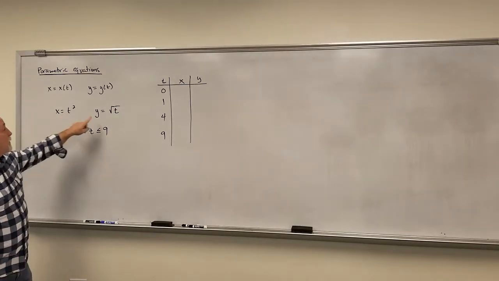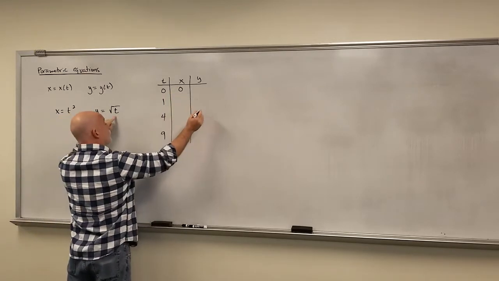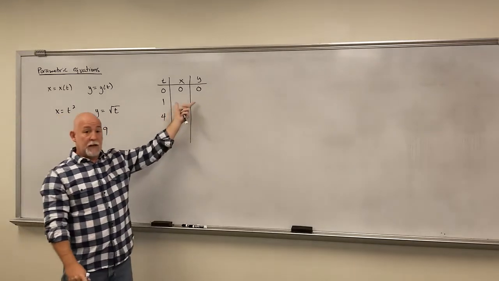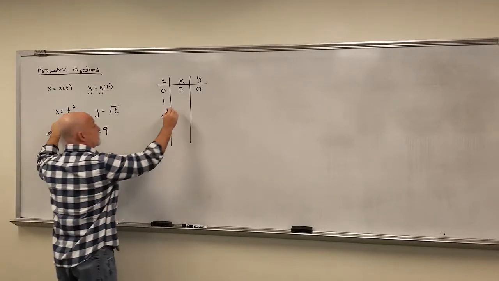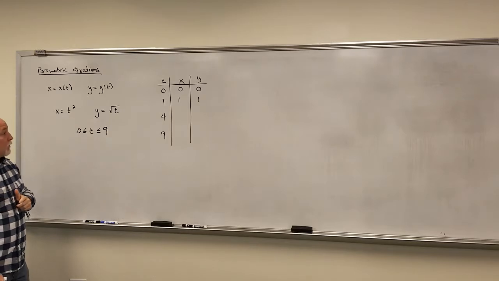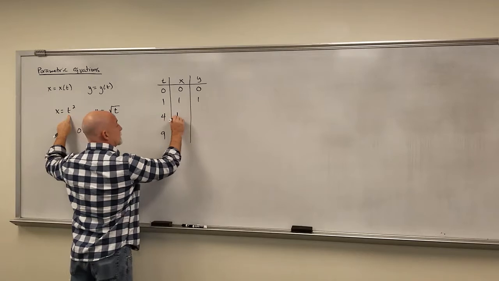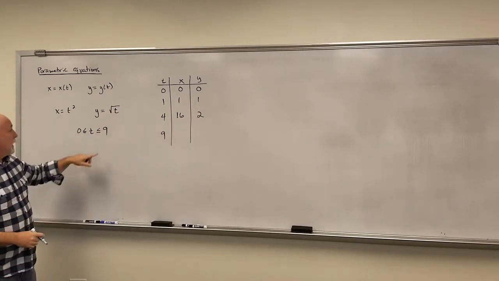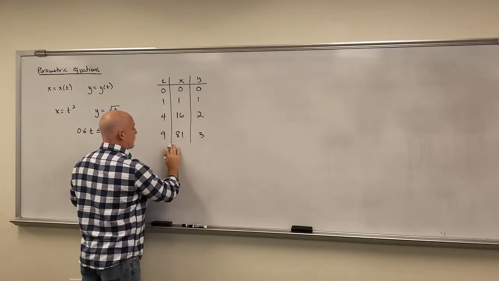So for the first one, if I plug 0 in, of course 0 squared is 0. The square root of 0 is 0. So when time is 0, we're at the xy point 0, 0. When t is 1, t squared is 1, and the square root of 1 is 1. So when t is 1, we're at the point 1, 1. What did I say next? 4. So 4 squared would be 16, and the square root of 4 would be 2. And of course 9 gives us 81 and 3.